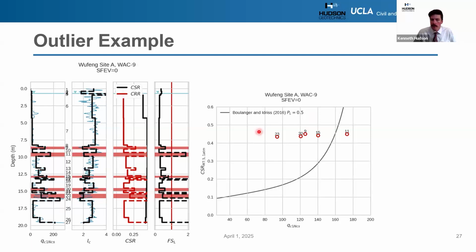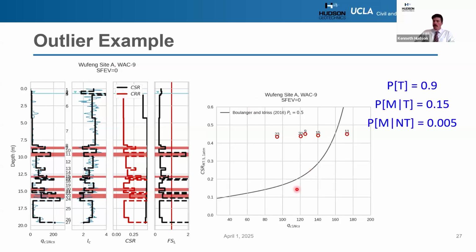And several of these layers would be predicted to liquefy according to this Boulanger and Idriss 2016 model. But there was no observation of liquefaction manifestation at this site at all. The SFEV tag here equal to 0, that just means surface evidence, and 0 means none. 1 would mean that there was surface evidence at this site. But how do we reconcile that there are soft sand-like layers at this site, but we did not see any manifestation at the ground surface?